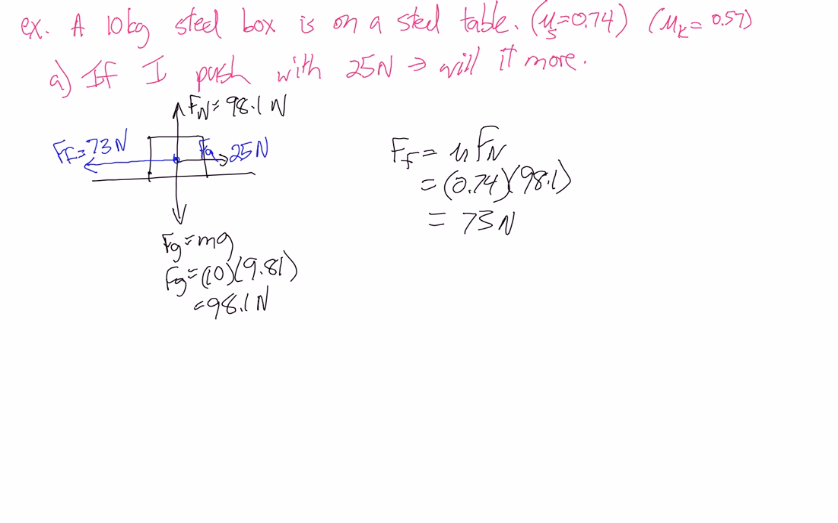So if I push with exactly 73 newtons, that balances out, so it's not going to move. So that means I'm going to have to apply a little bit more. So let's suppose for part B, if I apply 100 newton force, then the question is, let's calculate the acceleration.